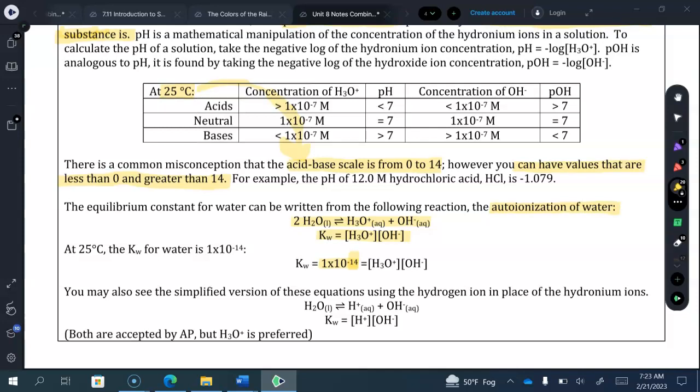You may also see the simplified version of these using the hydrogen ion in place of hydronium ions as shown here. Both of these work, however, H3O+ is preferred because it's showing that something is accepting that hydrogen ion. It's not just floating around in solution. So it's a completed process. You will only see the hydronium ion form on the AP exam, so it is best to get used to using that in your work.